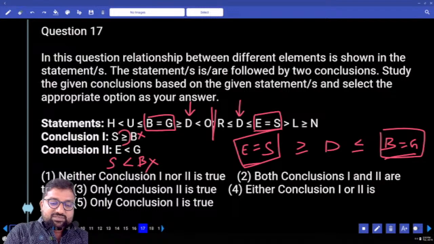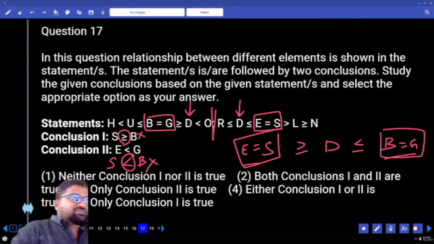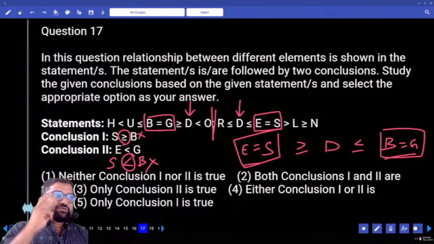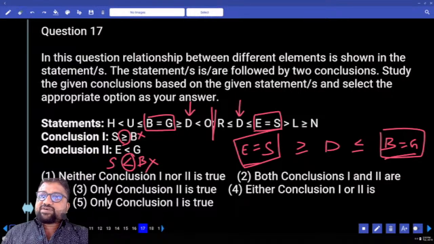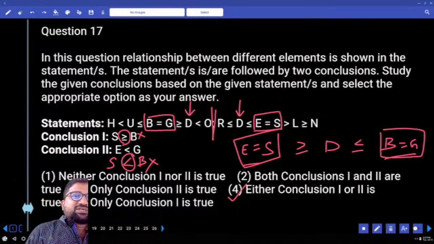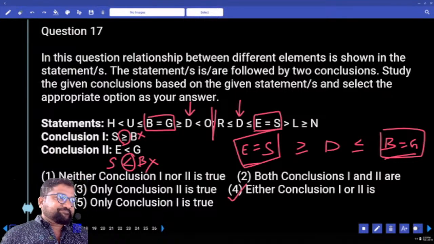But students, with greater than or equals to and less than, whenever there are opposite symbols, how many possibilities? 3 possible. It can be greater, it can be equal, or it can be less. All the 3 possibilities are given in 2 different options. What should be my answer? Either 1 or 2. Which option is the answer? 4th option.